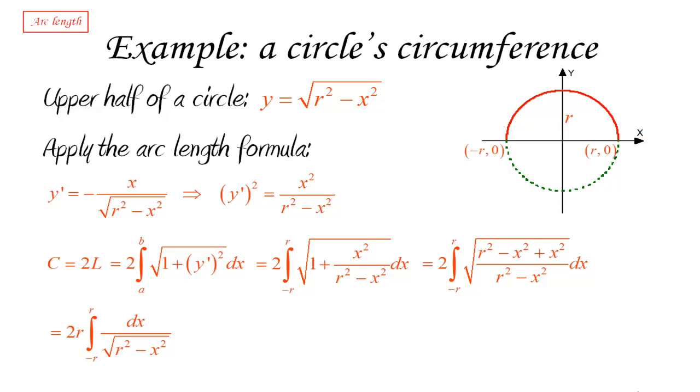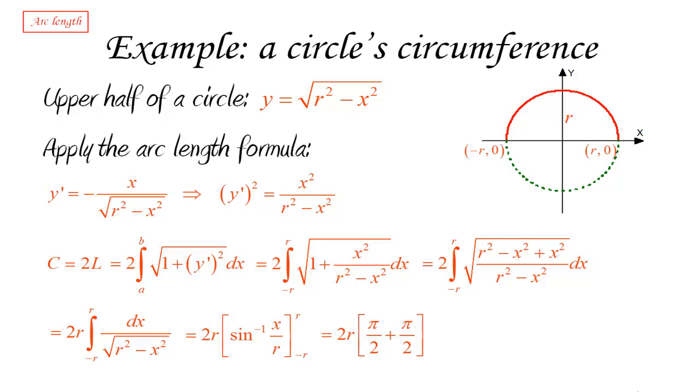You may want to even just look it up in a table of integrals or in your notes. And you'll know that this is going to be given by the inverse sine of x over r. So all we have to do is evaluate this at r and negative r. Well, at plus r, we end up with the inverse sine of 1, which is, yes, pi over 2. And at negative r, we end up with the inverse sine of negative 1, which is negative pi over 2.